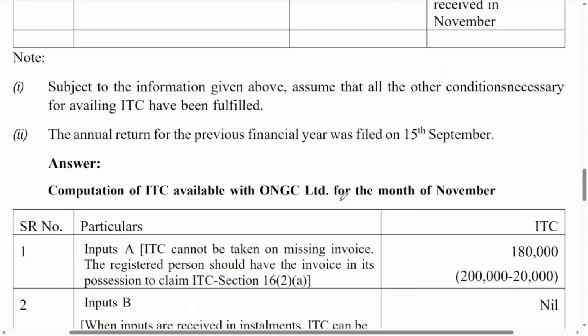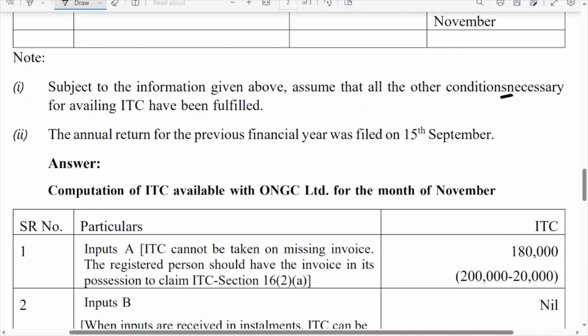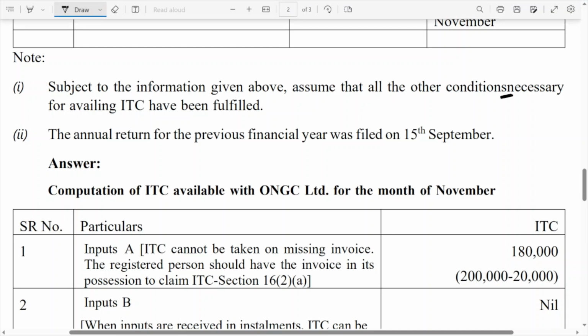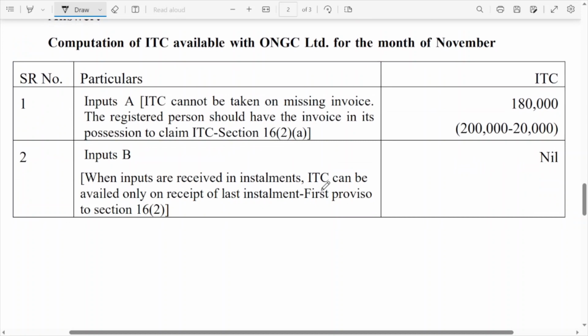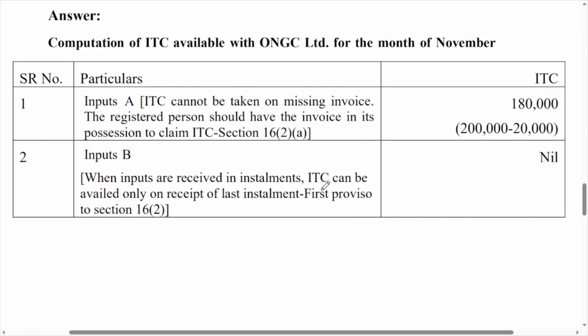Wait a moment, be patient. Let us look at all these things here. Subject to the information given above, assume that all the conditions necessary for availing ITC have been fulfilled. The annual return for the previous financial year was filed on 15th of September. Now computation of ITC available with ONGC Limited for the month of November. Serial number, particulars, ITC. Inputs A, ITC cannot be taken on missing invoice.